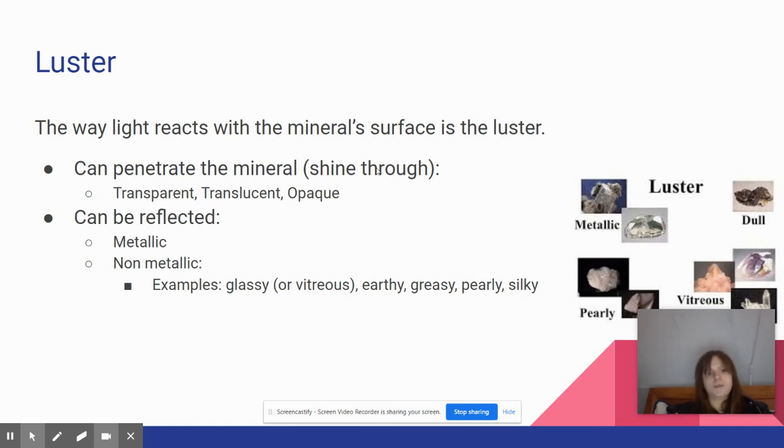Next is luster. This is the way light reacts with the mineral's surface. It can either penetrate, which results in a transparent, translucent, or opaque mineral, or it can be reflected, either having a metallic or non-metallic luster. Examples of non-metallic luster are glassy, earthy, greasy, pearly, silky, and many more.